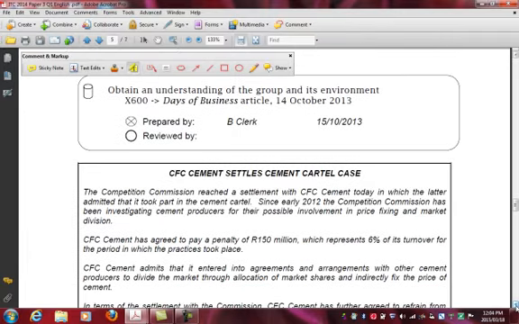Then the next work paper is this article from the Days of Business on the 14th of October 2013. Now we know that our year end is the 30th of September 2013, so this is a subsequent event. You want to quickly make a note of that. Quite easy, we now know they're going to ask us about the subsequent event.